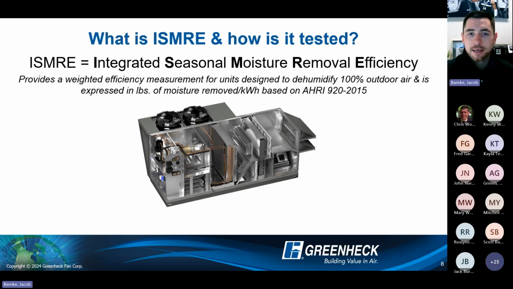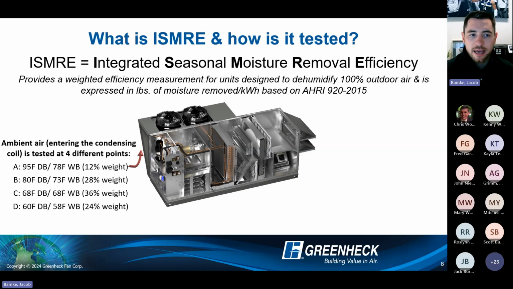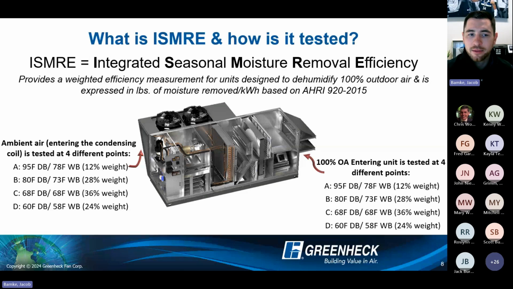On the flip side, you have ISMRE. So very similar, it's integrated seasonal moisture removal efficiency, but that looks at 4 conditions. But one thing you'll notice is now it's truly looking at those exact same conditions entering that unit. So it's not a recirc application. We're really saying how efficient are we at removing moisture from the outside air, because this unit is a 100% outdoor unit, and this is where you need to make sure that we have this.